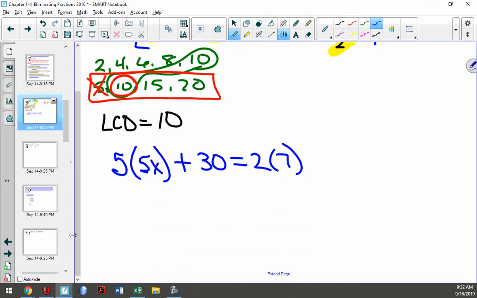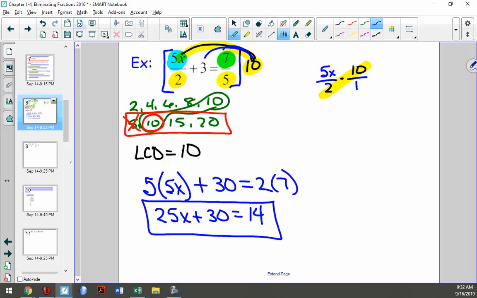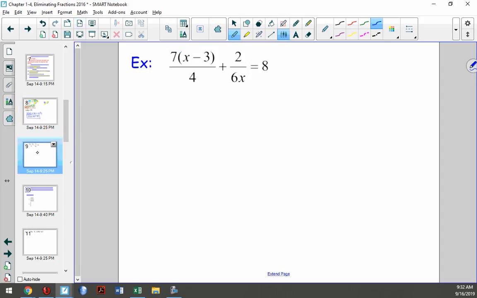So if I multiply this together, I have 25x plus 30 is equal to 14. I don't want you to solve it today. I just want you to make it look pretty. So that's how we did this problem. Okay? Let's do the next one together.